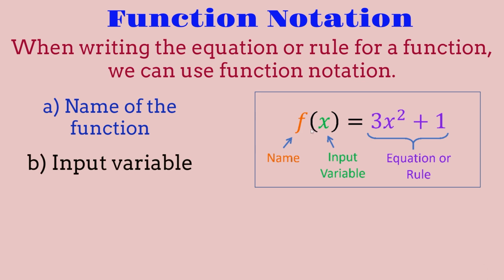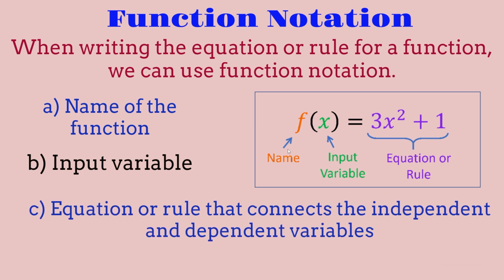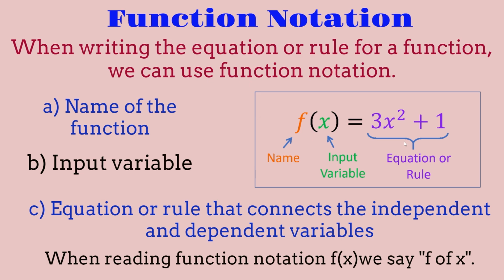For the second part, we have to have our input variable. In this case, our input variable is x, and it's inside of these parentheses. For the third step, we have the equation or rule that connects the independent and the dependent variables. That's what the function is going to be equal to. Also, when we read function notation, whenever we see f(x) like this, we say f of x. So in this case, f of x would be equal to 3x squared plus 1.